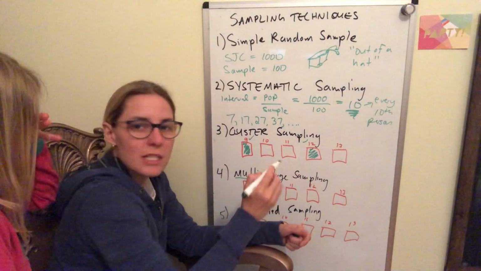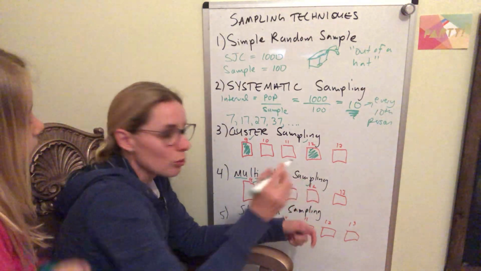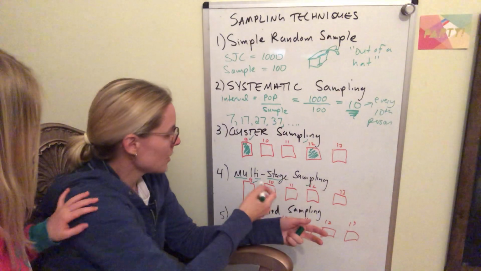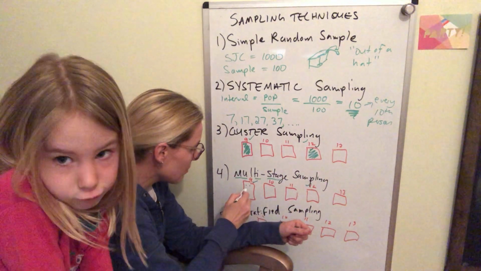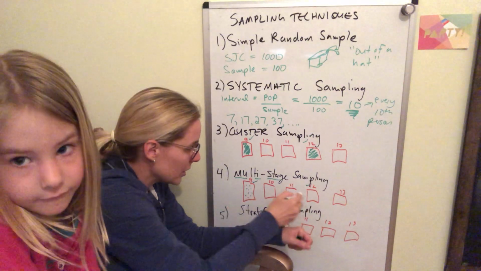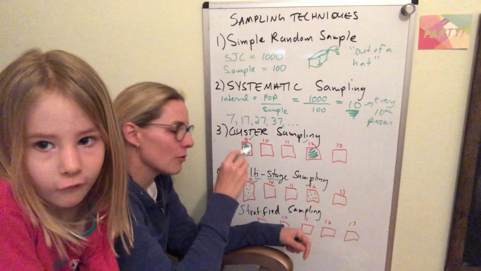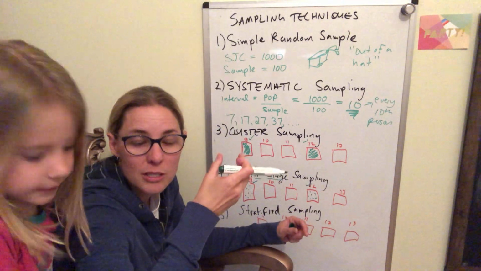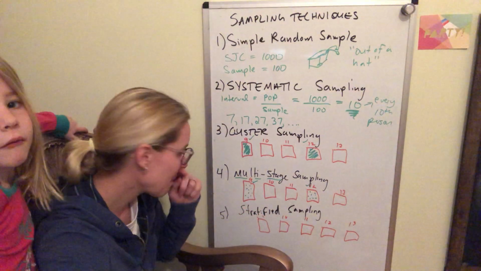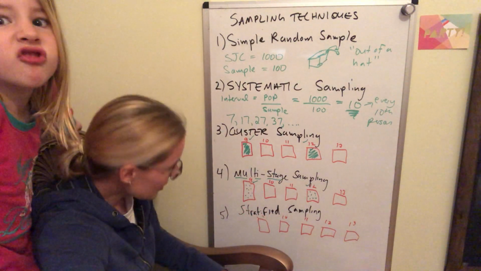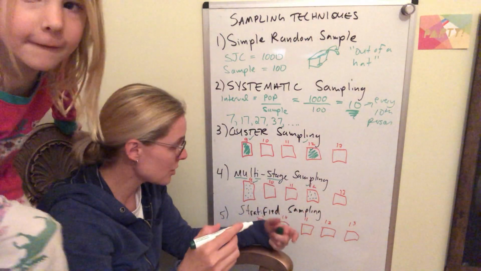Now, multi-stage is exactly what it sounds like. You're going to do 2 stages of sampling. So again, you randomly select 2 groups, sometimes called strata. So again, randomly select grade 9 and 12, and then from there, you do a simple random sample of a couple people in each. So it's 2 stages of sampling. You've done a random sample to select grade 9 and 12, and then you've done a random sample within grade 9 and 12.